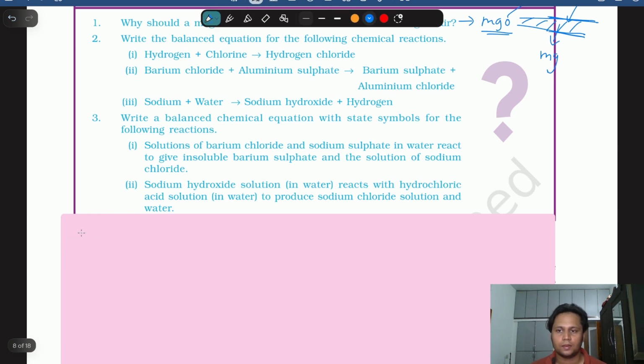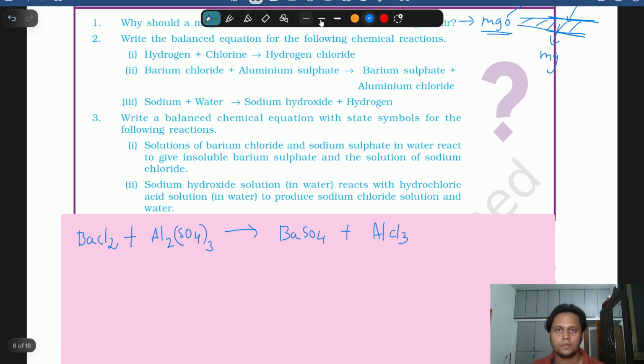So what is this? Barium chloride, BaCl2, reacts with aluminium sulphate, Al2(SO4)3, which gives barium sulphate, BaSO4, plus aluminium chloride, AlCl3.